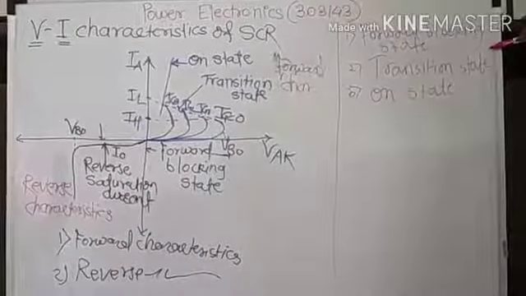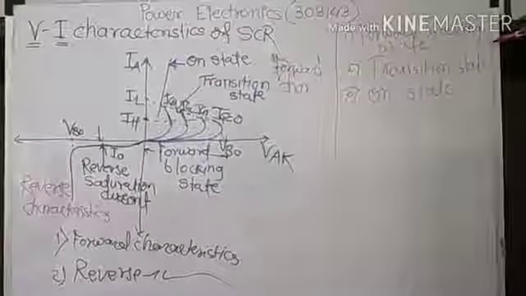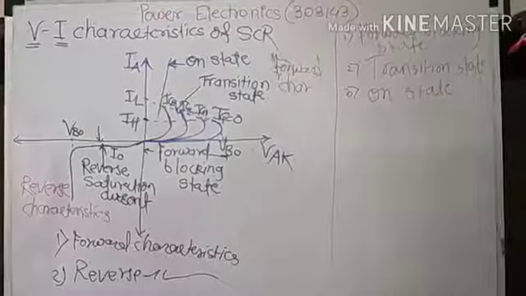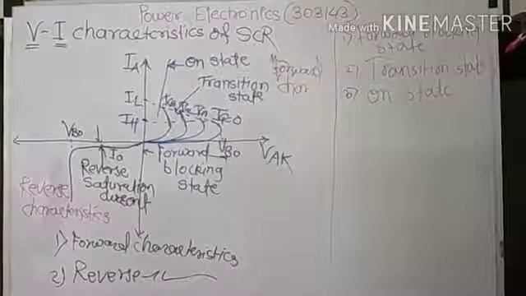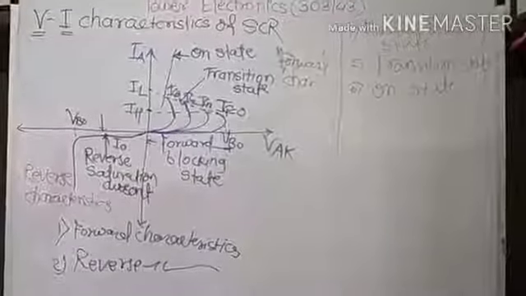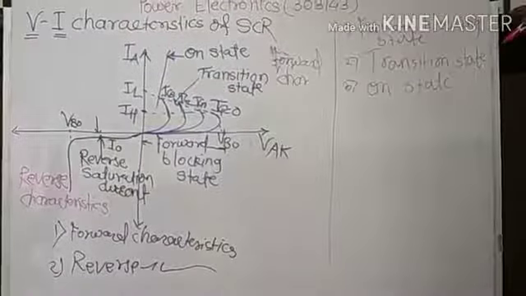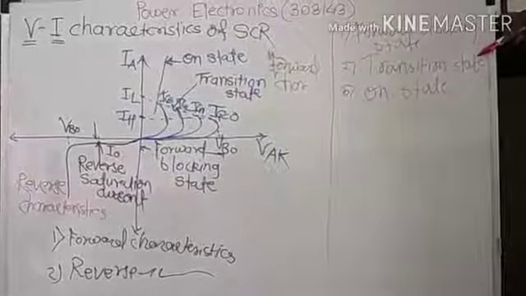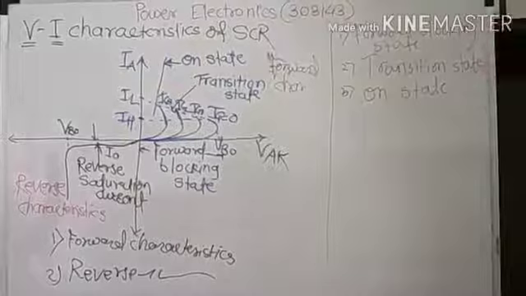When gate pulse is very high, at that time transition time required is very small. Means transition state is very small. And when your gate current is very low, or we can say that when no gate pulse is provided, at that time required for SCR is very high. Means transition state becomes very high. It is an unstable state, totally dependent on the gate current and present between forward blocking state and on state.